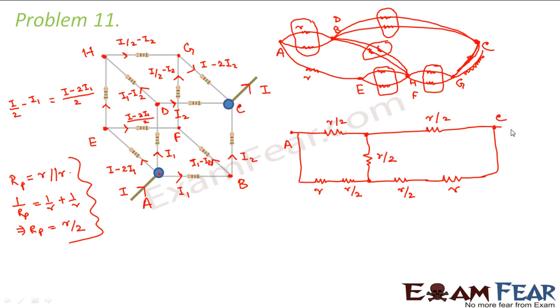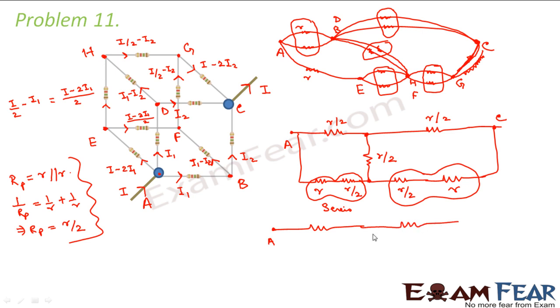So now do you think it is easier for you to calculate the equivalent resistance of this circuit? Yes, because now these two resistances are in series. These two are in series. Similarly, these two are also in series. So you can further simplify it like this. This is R by 2. This is R by 2. This is R by 2. This will be R plus R by 2, that is 3R by 2. Similarly, this is R plus R by 2, that is 3R by 2.